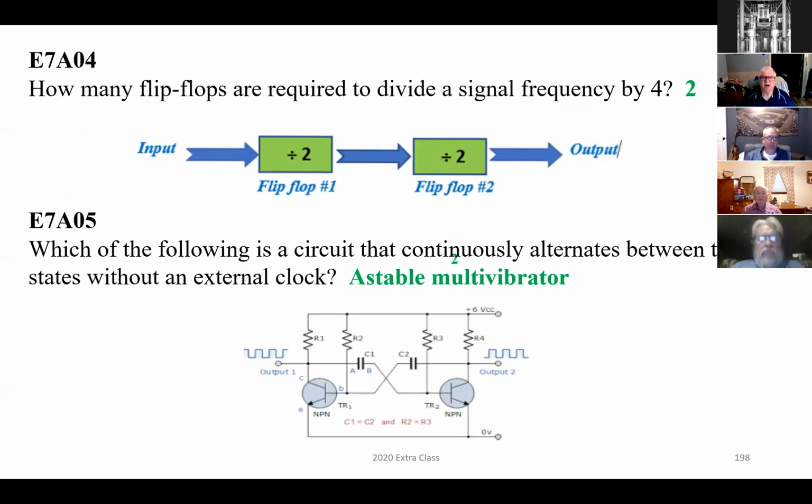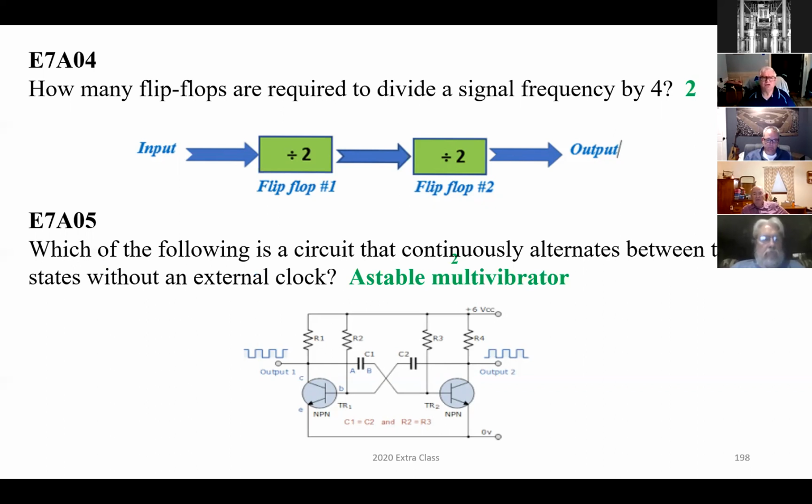How many flip-flops are required to divide a signal frequency by 4? That would be 2. For each flip-flop, you get 2. So the end result is 2.